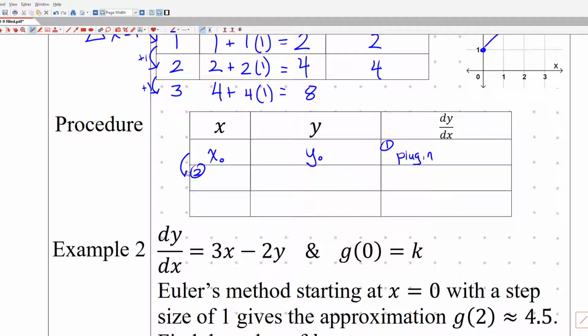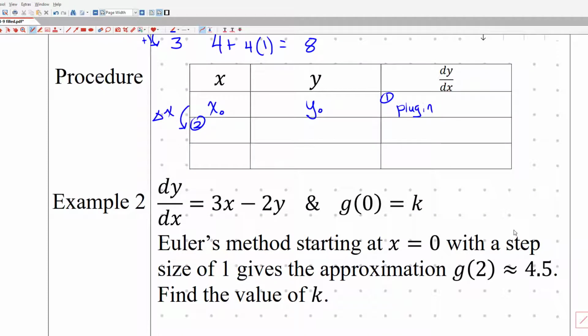Again, you're going to have some sort of step size. I'm going to call it delta x. How much are you changing in x? Sometimes they tell you in the problem, use a step size of 1.